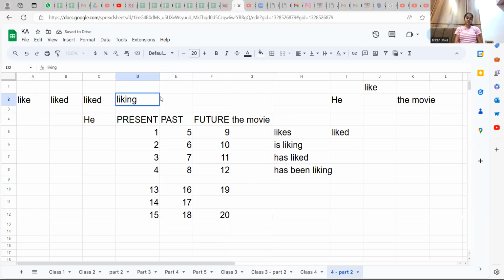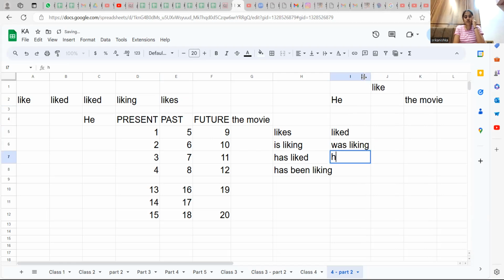Liking. Likes. Careful, careful. Go with this number. He is the subject. I'm changing only that. Was liking. Then had liked. Then had been liking. Very nice.